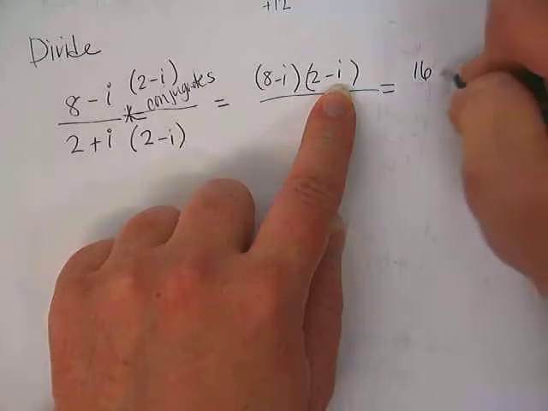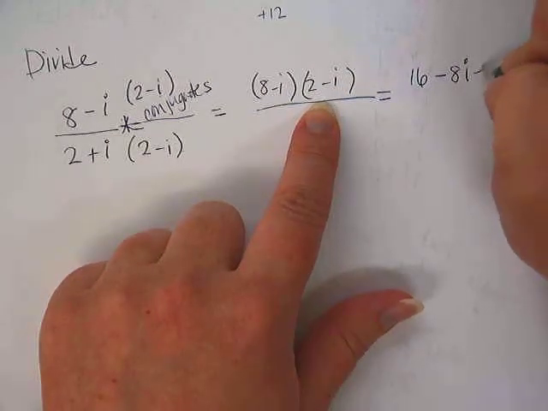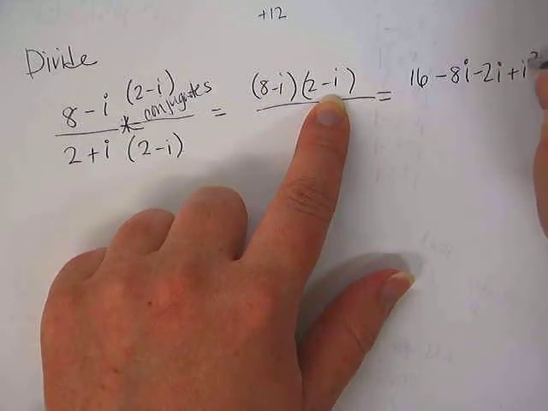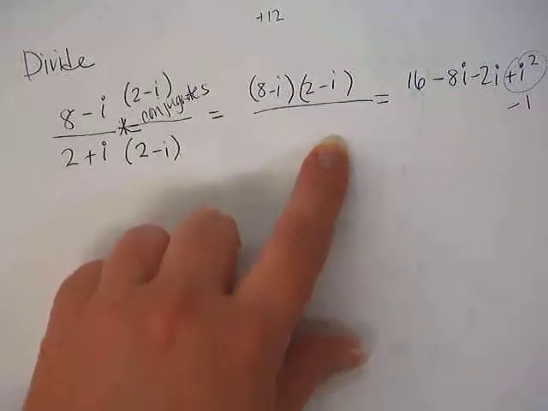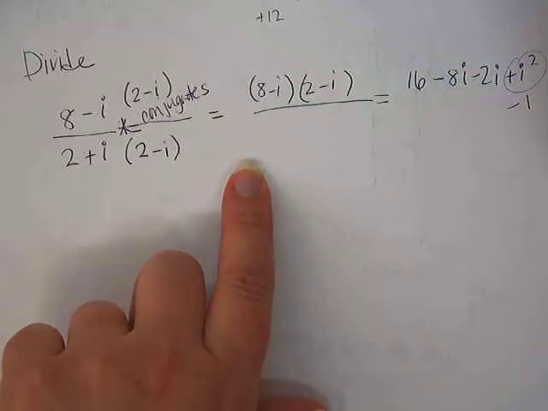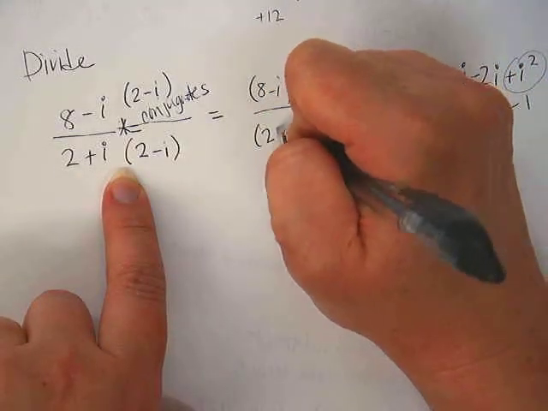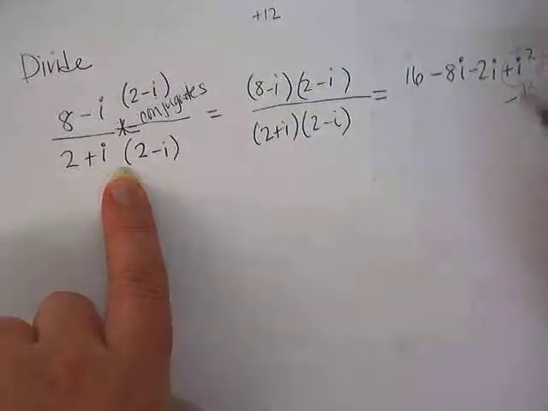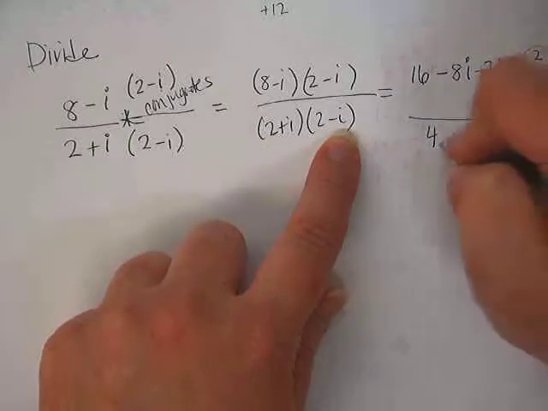Okay, so on the top we have 8 minus i and 2 minus i, so we have to FOIL those. So we would get 8 times 2 is 16, 8 times negative i is negative 8i, negative i times 2 would be negative 2i, and negative i times negative i would be positive i squared, but because it's an i squared, we can change that to a negative 1. Then in the denominator, we have 2 times 2.